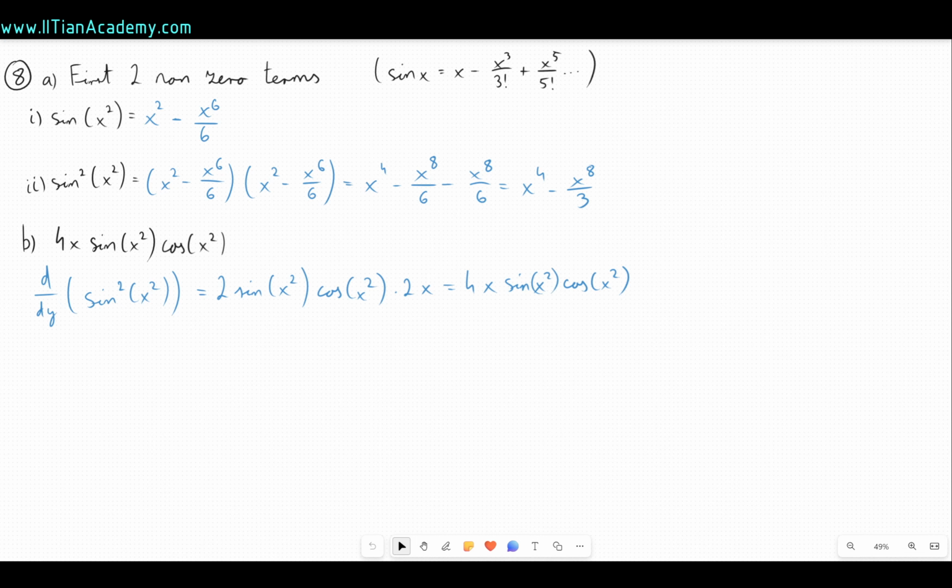So what we can simply do is take the derivative of its Maclaurin series as well, this specifically. So we can say that 4x sine x squared cosine x squared is equal to the derivative of x to the 4 minus x to the 8 over 3. And then obviously so on, but here we only need the first two terms. So this will be 4x cubed minus 8 over 3 x to the 7. And again, obviously we would have a lot more terms, but here we only needed the first two terms.